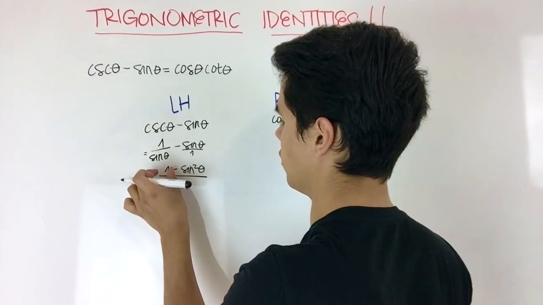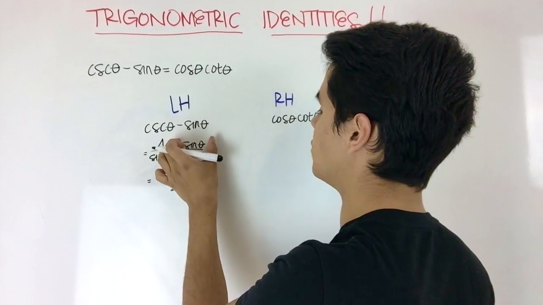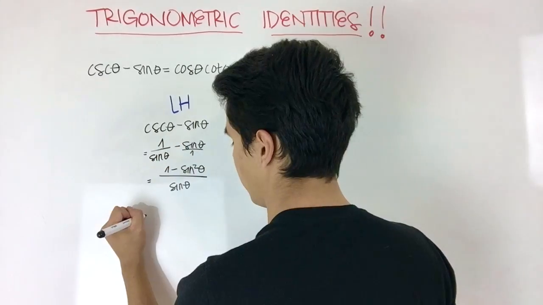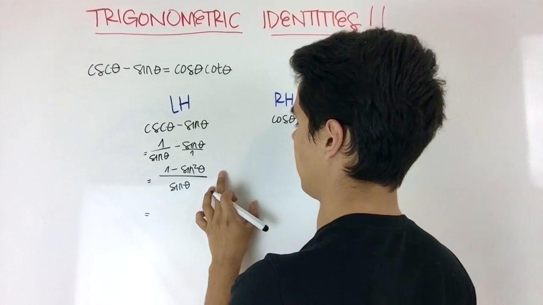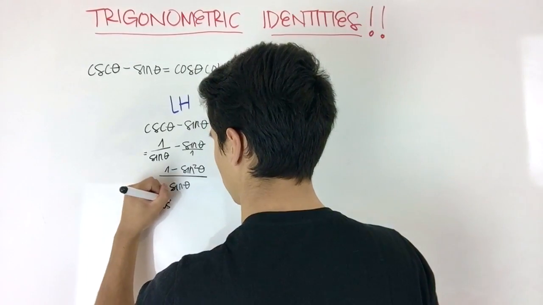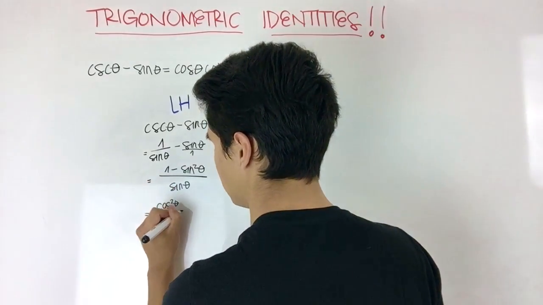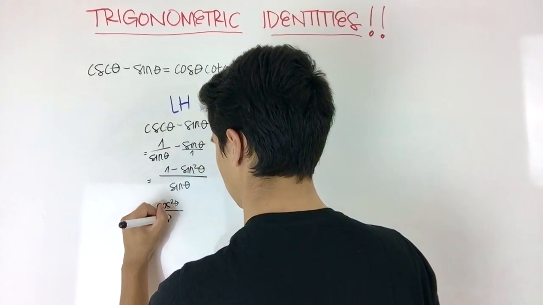1 over sine of theta wouldn't change. In this sine of theta, we would have to multiply with another sine of theta. And finally, we know that 1 minus sine squared of theta is equal to cosine squared of theta. So we have cosine squared of theta divided by sine of theta.